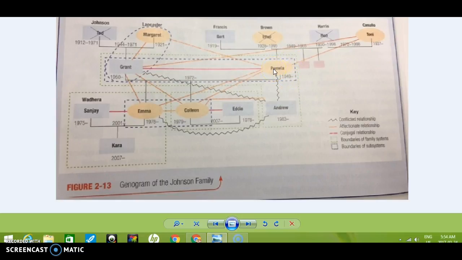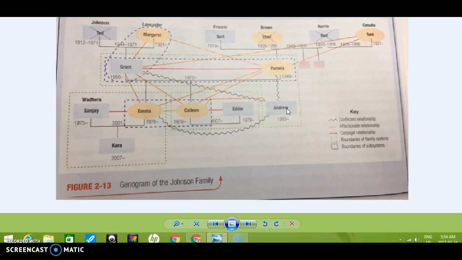Within these individuals, we have relationships. The pink line identifies a conjugal relationship. That means they're in an intimate relationship. So Grant and Pamela, it doesn't say specifically, but we can see here that they may be married or living together. Grant and Pamela have had children. They have had Emma and Colleen, and Pamela from a previous marriage had Andrew, because Andrew is not connected on the tree to Grant.